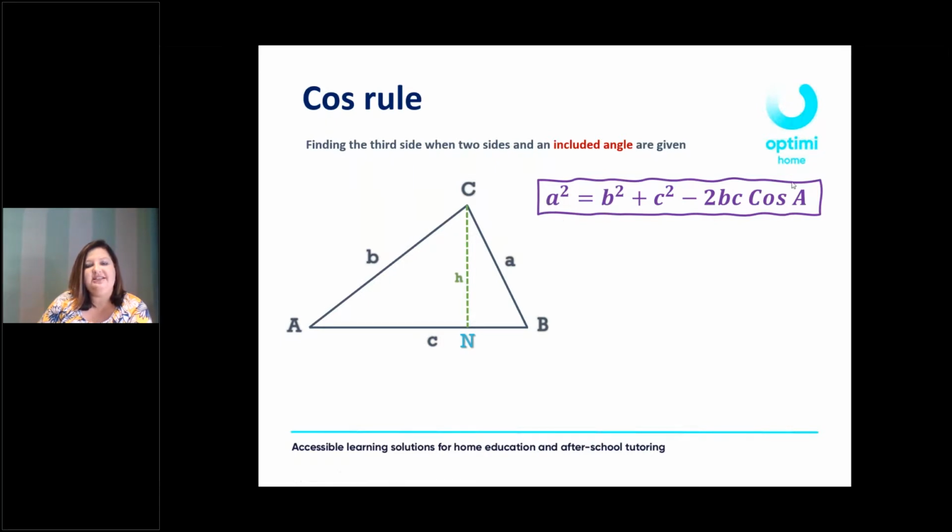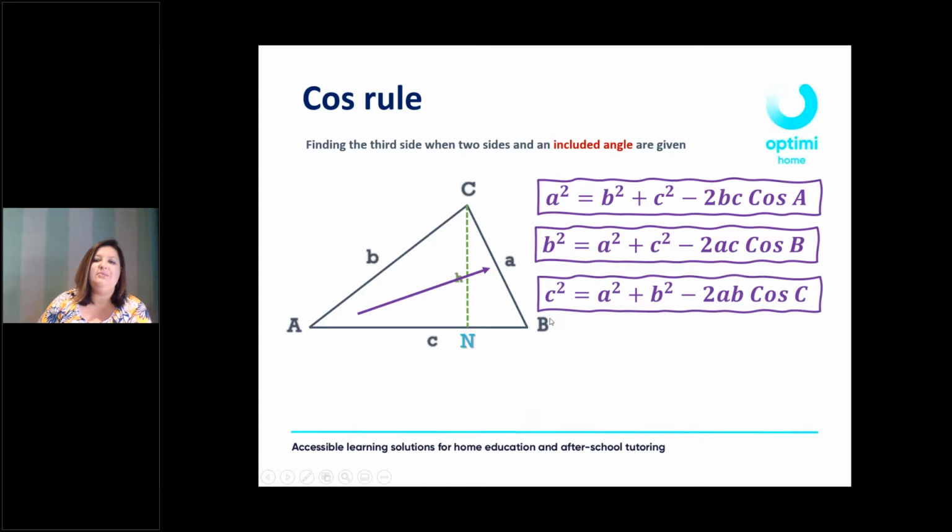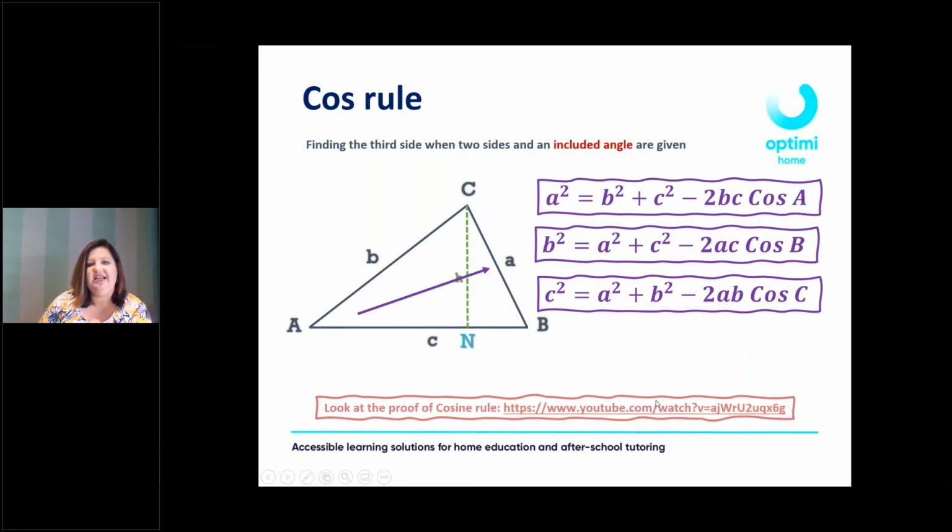So there's the side, there's the angle. It can also be moved around. So if I'm looking for side b, I will work with cos B. Okay? Cos of angle B. So it's a squared plus c squared minus 2ac cos B. And of course, the same will apply to side c: c squared is a squared plus b squared minus 2ab cos C over there.